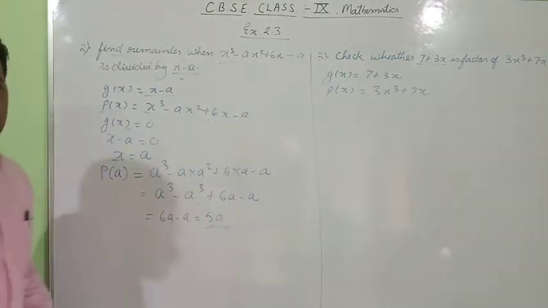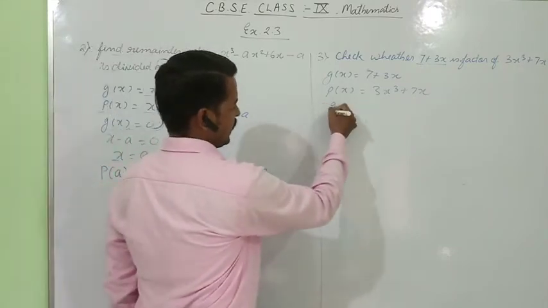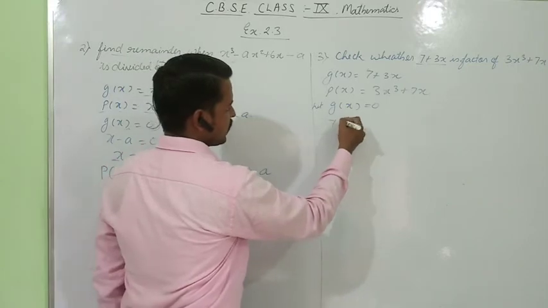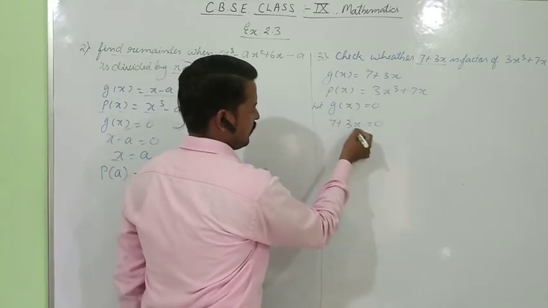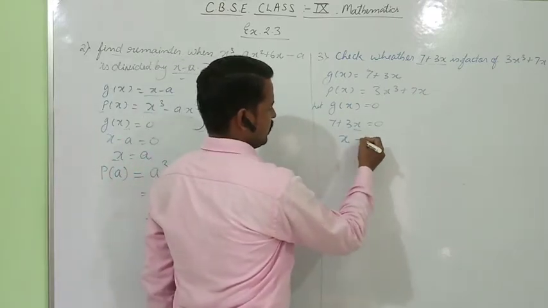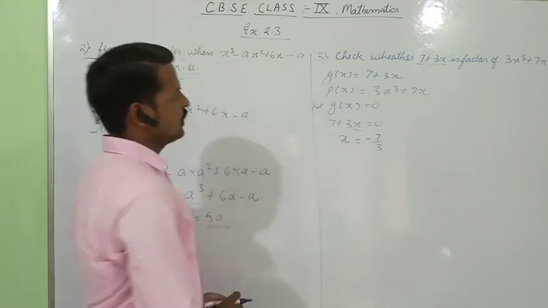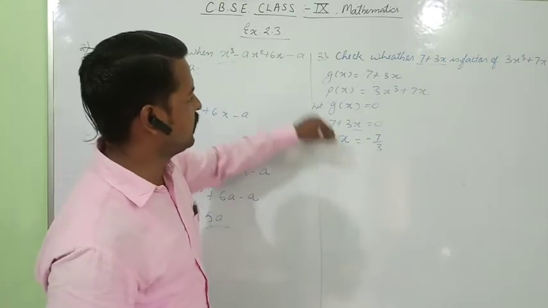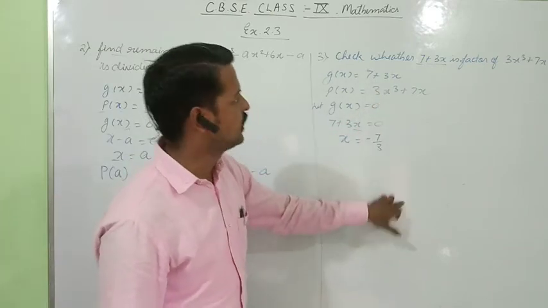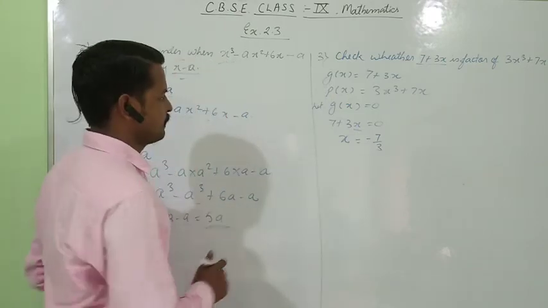Then in the next step we will take the divisor equal to 0, meaning g of x equal to 0. That is 7 plus 3x equal to 0, and we will find the value of x. So the value of x will be minus 7 upon 3. I hope you have understood that. Now we will substitute this x value in p of x. If we get p of x equal to 0, then we will say the divisor is a factor of the given polynomial.